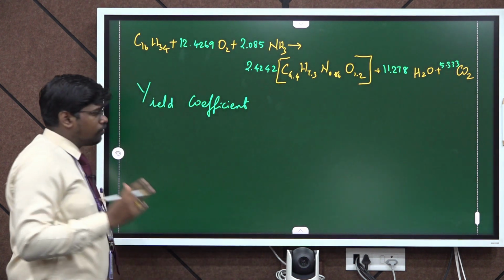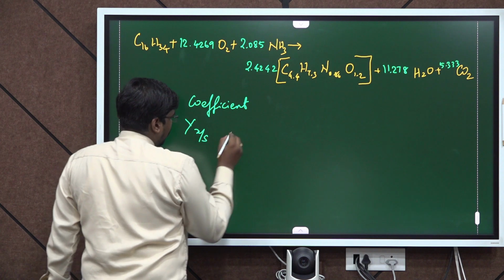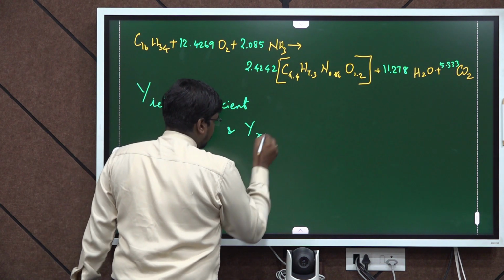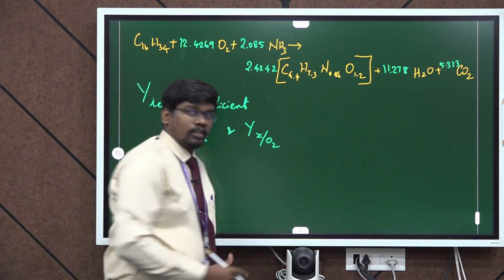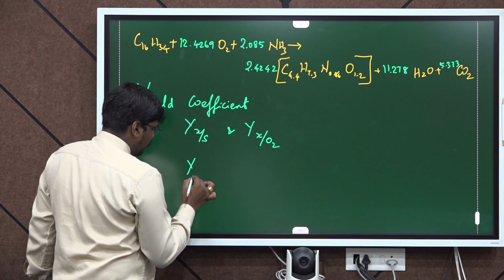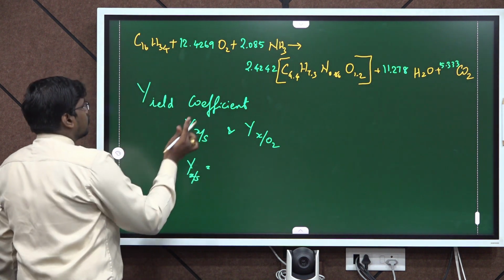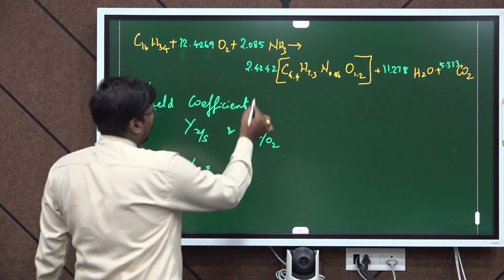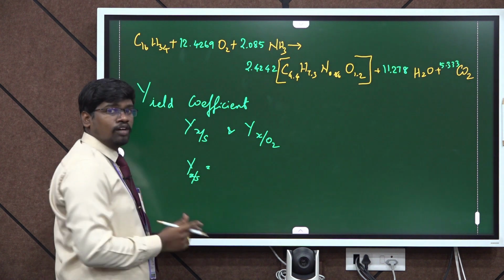Here we are going to find out two yield coefficients. One is Y x by S and another one is Y x by O2. So this is the biomass yield coefficient and this is the oxygen yield coefficient. To find the biomass yield coefficient Y x by S, we have biomass: for each molecule of substrate we have 2.42 grams of biomass.